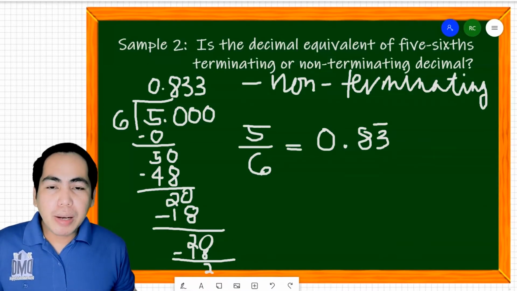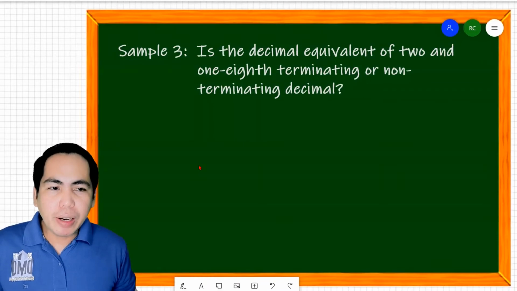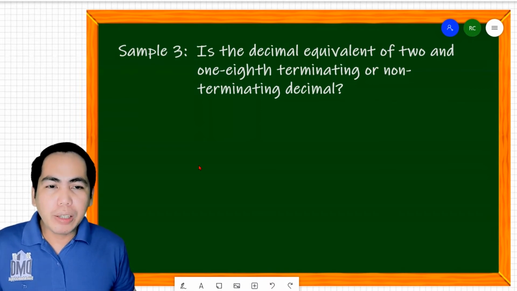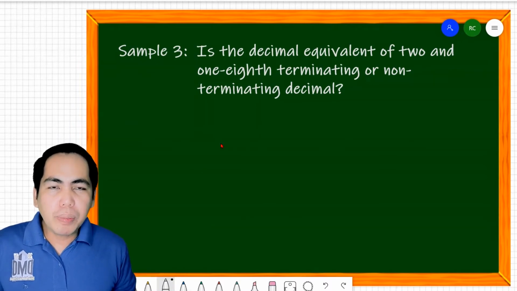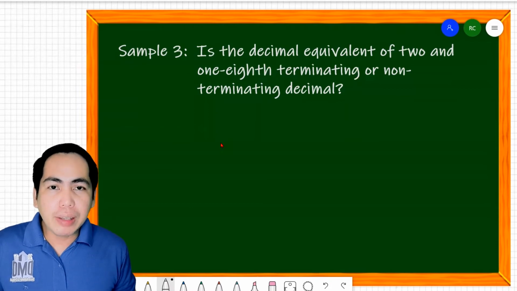So let's have example number 3. We have here: is the decimal equivalent of 2 and 1/8 terminating or non-terminating? First is for us to find out the decimal equivalent of 2 and 1/8. Since 2 is the whole number in the given mixed number, the digit 2 is also the whole number in the equivalent mixed decimal.